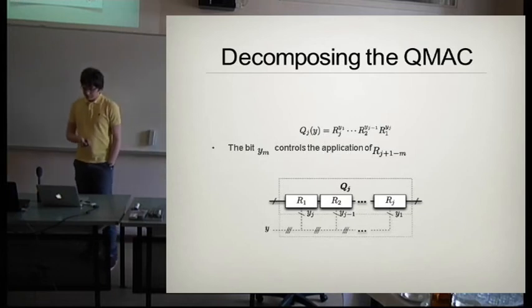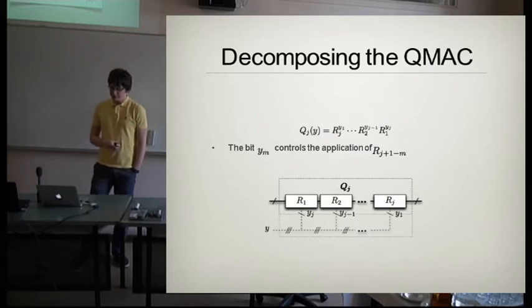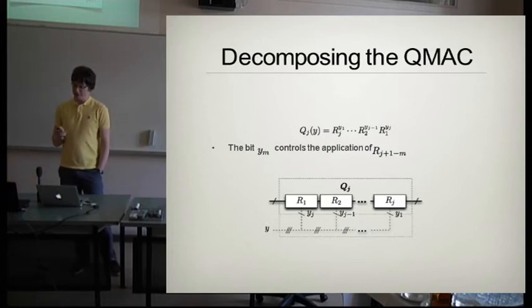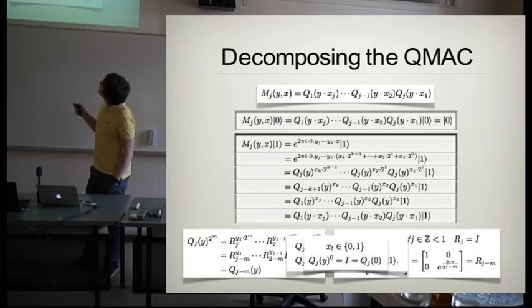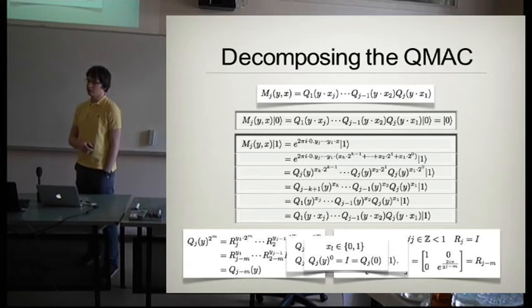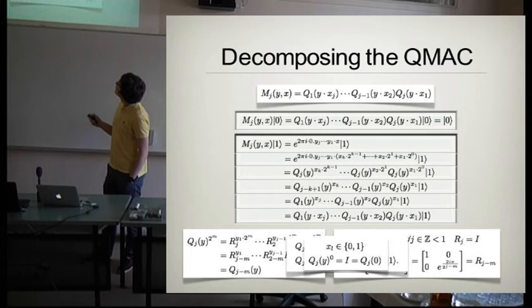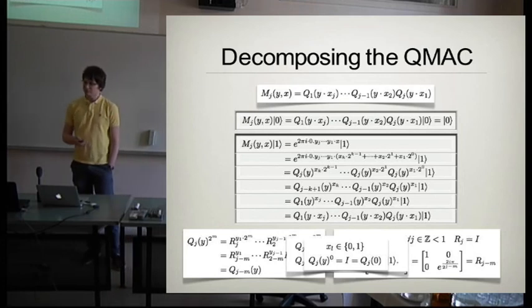So it is enough to show that we can decompose it like this, and it's enough to show that this works. This holds true for the computational basis 0 and 1. So for 0, this works obviously because all of these Q's acting on 0 are just identity.